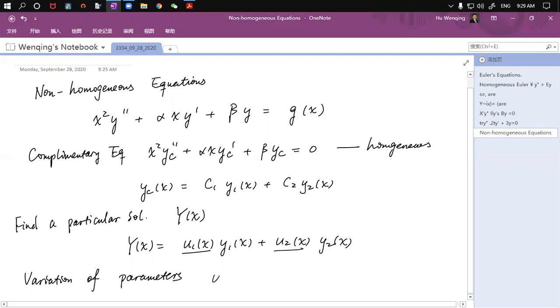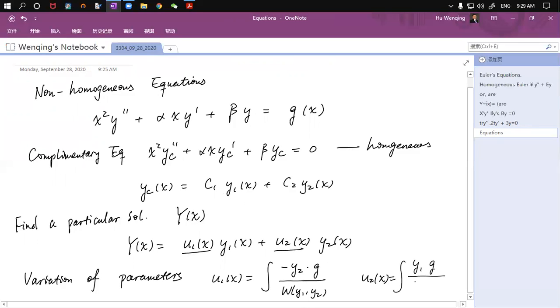We're going to say that u1 of x is equal to the integral of minus y2 multiplied by g divided by the Wronskian of y1, y2. That's a very general formula. And u2 of x is the same thing: you integrate y1 and g divided by the Wronskian of y1 and y2. That's going to be your variation of parameters formula. Is that good for everybody?